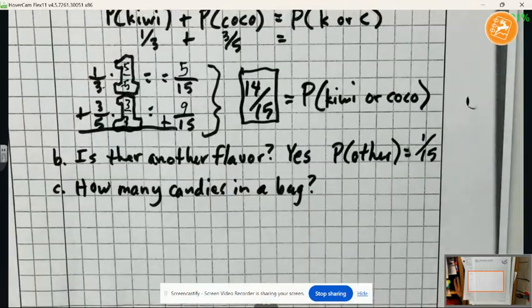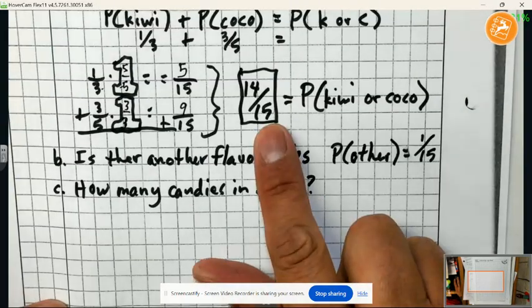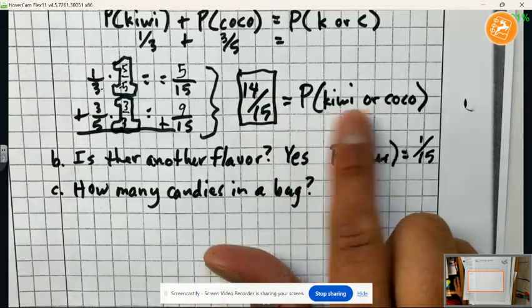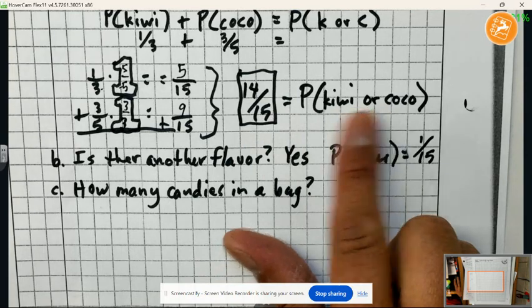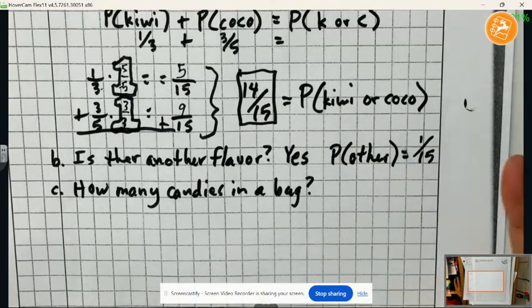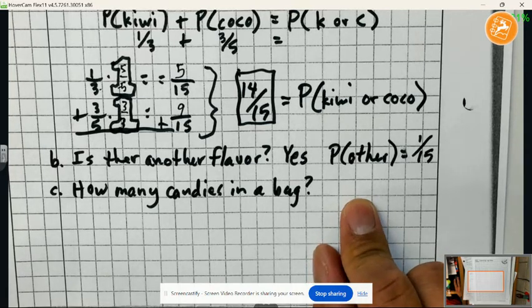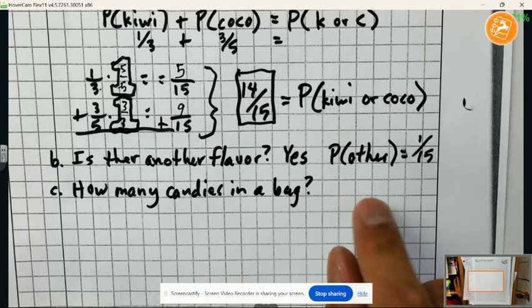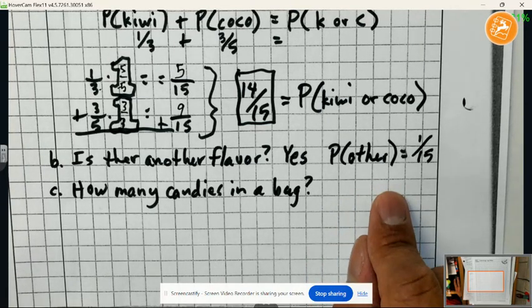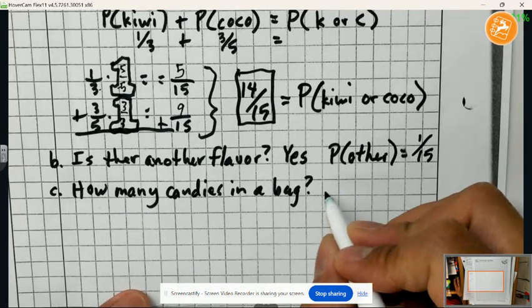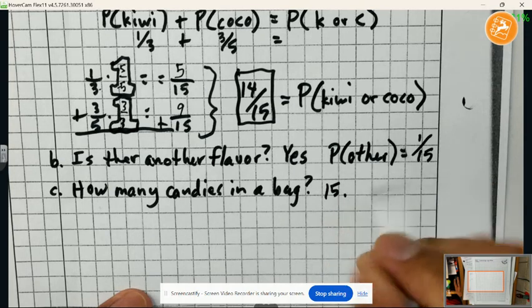Do we know how many candies are in this bag? All right, so some of you may guess, yeah, we have 15 candies in this bag, and 14 of them are kiwi or coconut, and one of them is something else, say a tasty tangerine or scrumptious strawberry. So one is the other. Okay, so we know that there could be 15 in this bag.